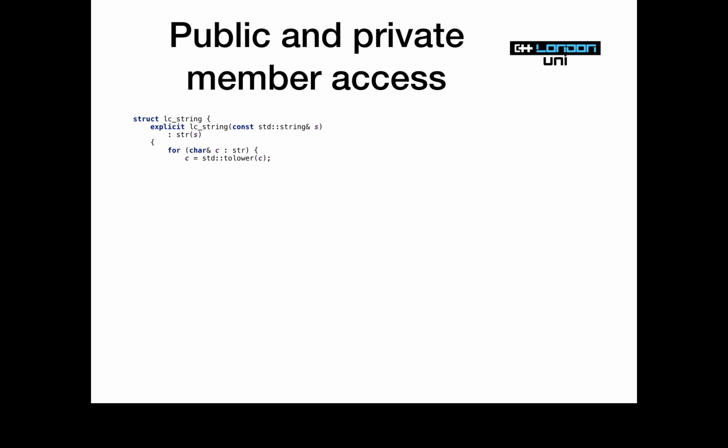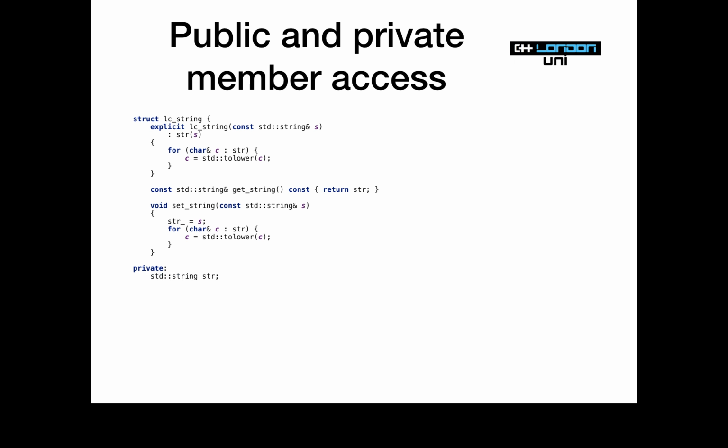But anyway, the constructor is the same. Our getString and setString are the same. But now we've introduced this new word here. So private followed by a colon says that anything that follows this is private to our class. And I followed it with a declaration of our member variable, str. So now str is private to our LC string. It means nobody else is allowed to go and mess with it.